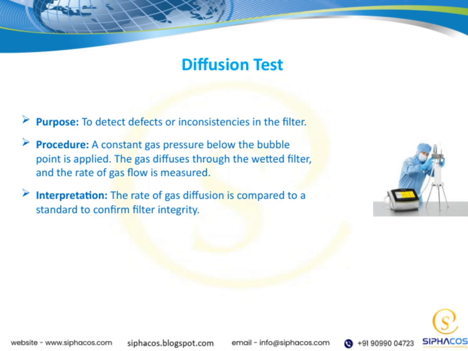As the gas passes through the wetted filter, it diffuses through the material. We then measure the rate at which this gas flows. Finally, when it comes to interpretation, we compare the measured diffusion rate to a standard value. If the rate aligns with what we expect, it confirms the filter's integrity. If it's higher or lower, that might indicate a flaw or inconsistency that needs attention. Overall, this diffusion test is a vital part of ensuring the filters we rely on are safe and effective, helping us maintain quality and safety standards throughout the process.